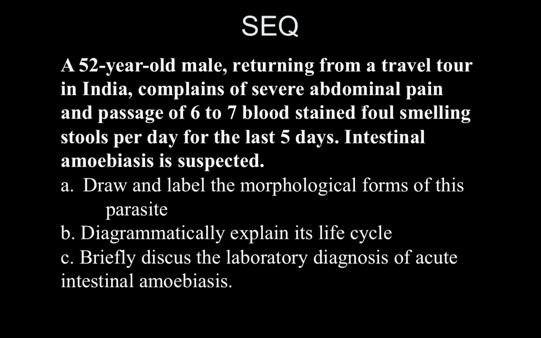All right, a 52 years old male returning from a travel tour in India complains of abdominal pain, passage of blood-stained stool, etc. And the examiner has also given you the diagnosis, which is intestinal amoebiasis. So draw and label the morphological forms, diagrammatically explain its life cycle, and briefly discuss the lab diagnosis of acute intestinal amoebiasis.